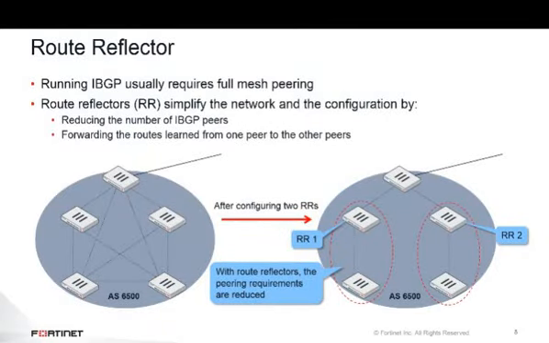When running iBGP, you usually need to configure full mesh peering between all the routers. In large networks, full mesh peering between routers can be difficult to administer and is not scalable. RRs help to reduce the number of iBGP sessions inside an AS. An RR forwards the routes learned from one peer to the other peers. If you configure RRs, you don't need to create a full mesh iBGP network. RRs pass the routing updates to other RRs and border routers within the AS.